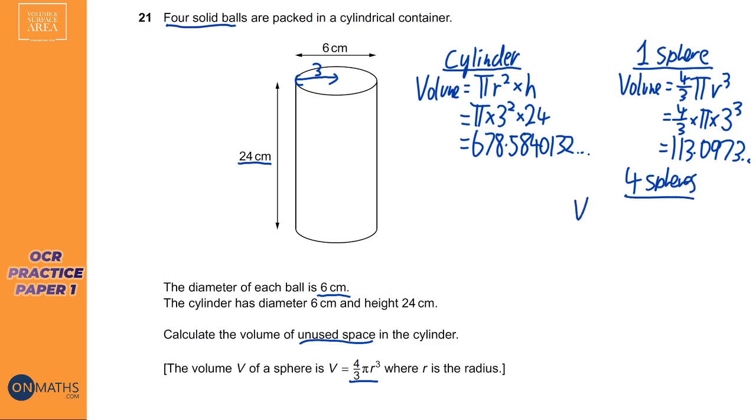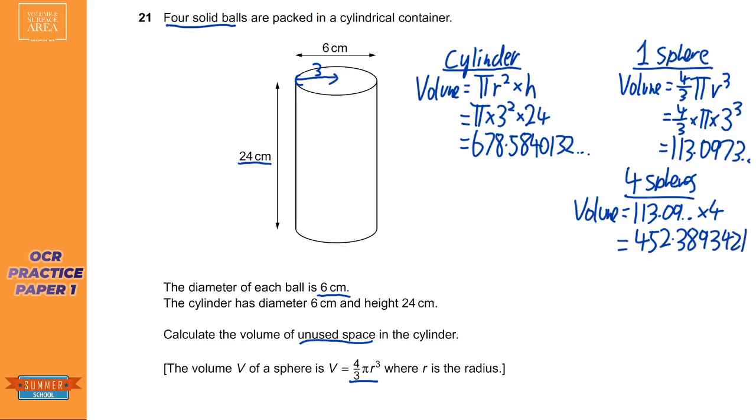So 4 spheres, the volume is going to be the thing we've just worked out, times 4. And I've still got it in the calculator, so all I need to do is times 4. Which is 452.3893421.